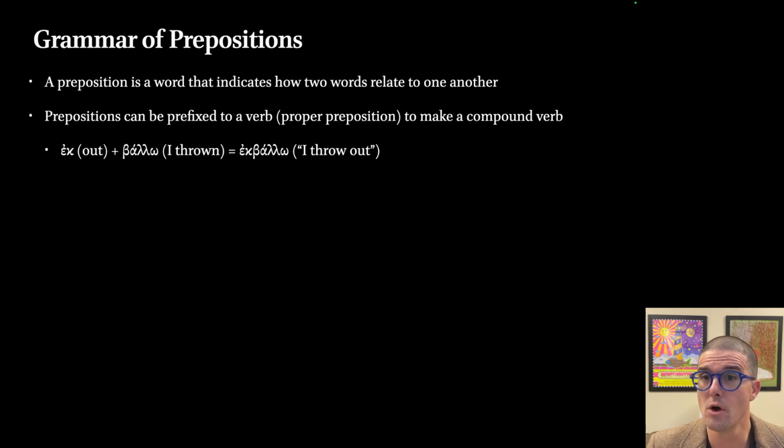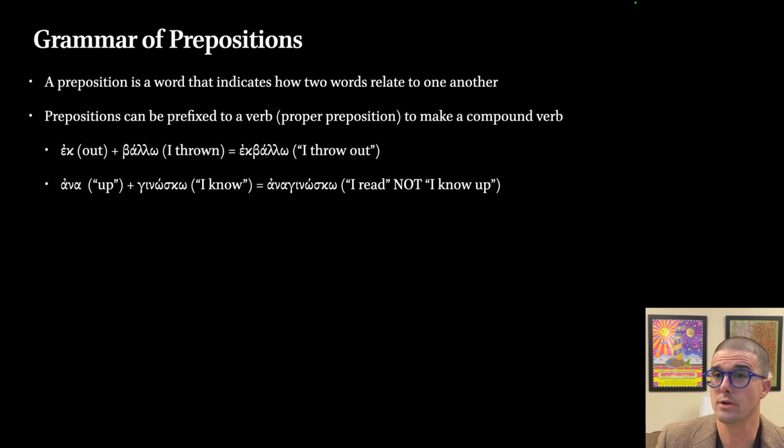So, for example, when we take the preposition ek, which at its root means out of, and balo, which means throw, you combine those two, you get I throw out. When you take ana, which means up, and you combine it with gnosko, which means I know, you get I know up. No, that's not correct. You get I read. The point here is that the combination of the preposition and the root don't necessarily equal the sum of their parts. That is to say, they can mean something different.